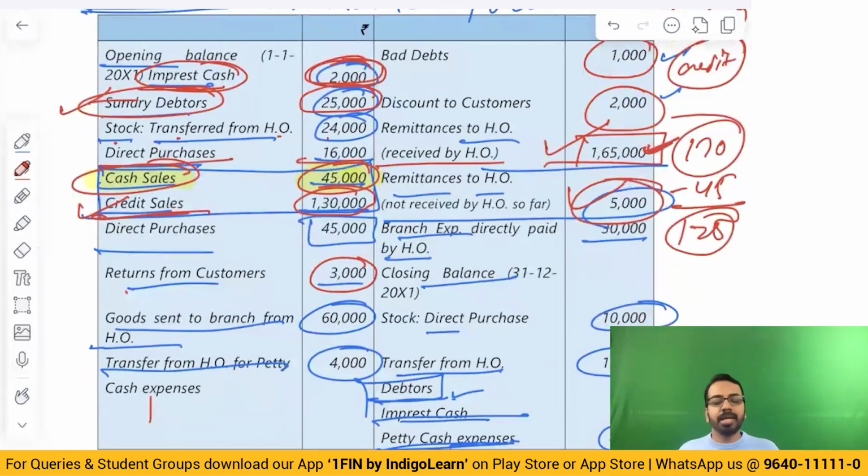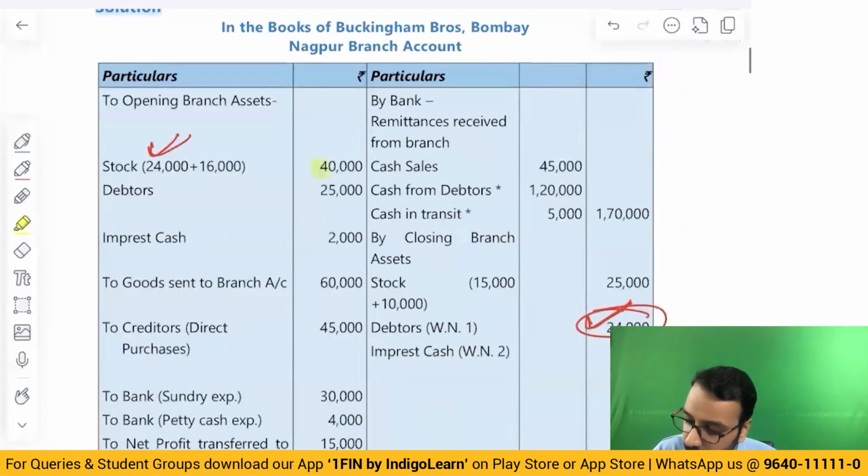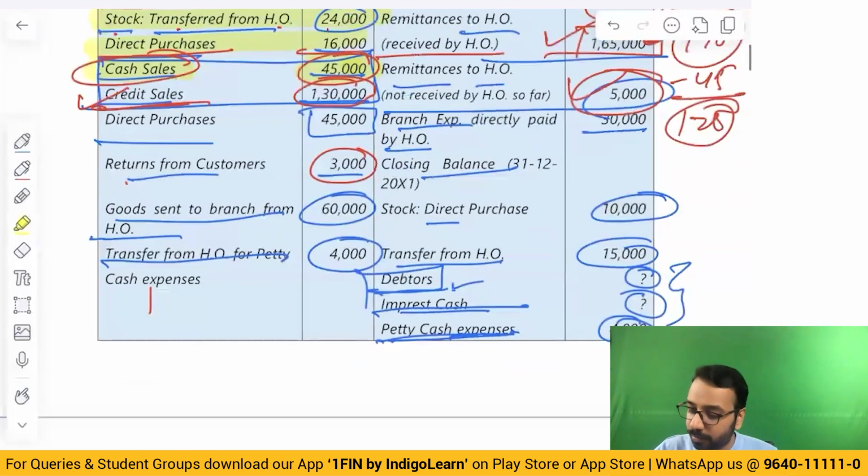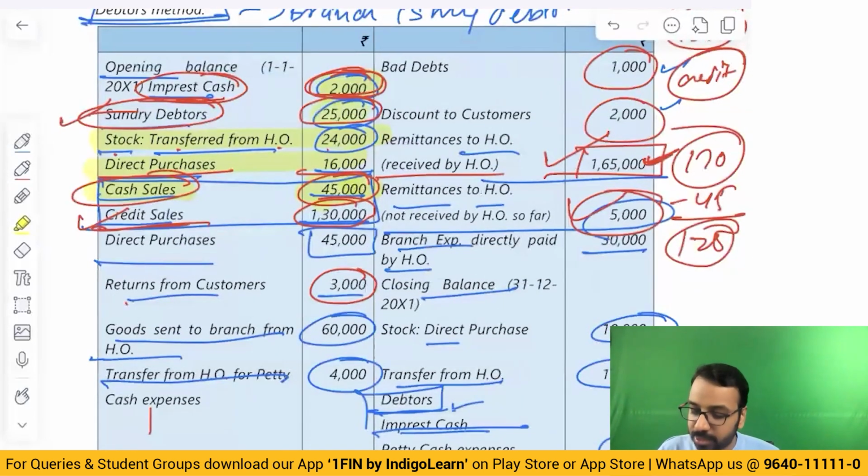Head office will come and say, Mr. Branch, you have 2,000 of cash, that belongs to me. You have to receive 25,000 from the customer, that also belongs to me. You have 24,000 of my stock, 16,000 of direct purchases, that also belongs to me. So direct purchases, stock transfer, both of these are my opening stock. 40,000, debtors 25,000, cash 2,000. So we have considered 2,000, 25,000, this is done.